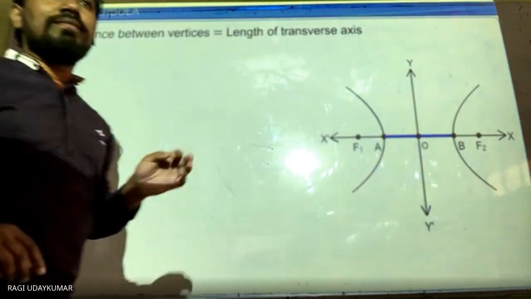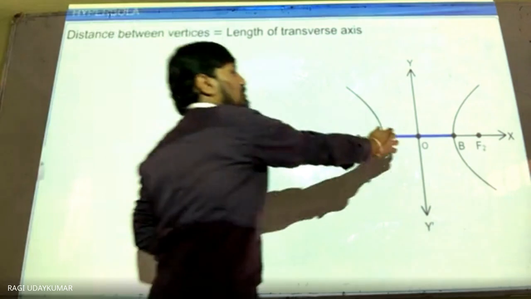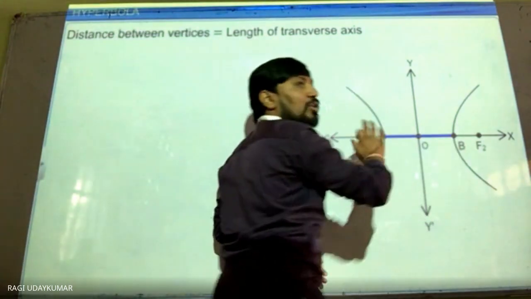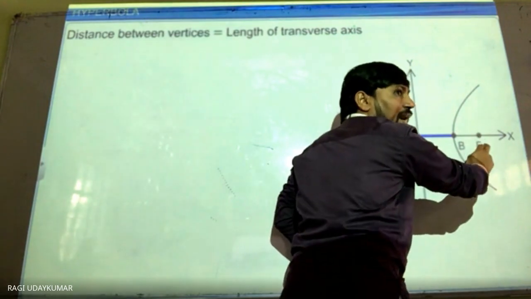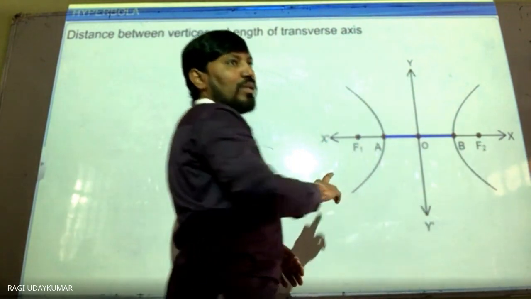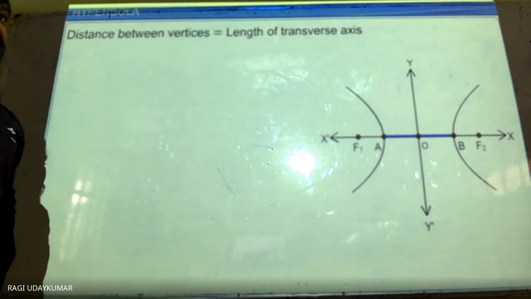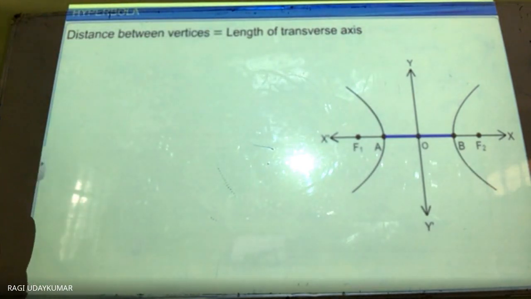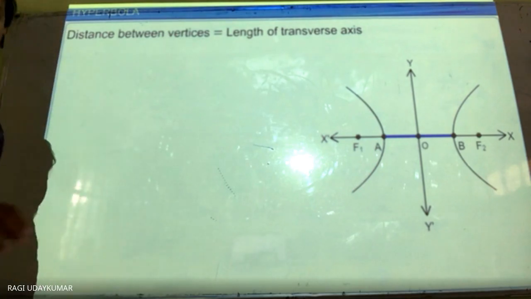The vertices will usually be taken as (a, 0) and (minus a, 0), and the foci will be taken as (c, 0) and (minus c, 0). In the ellipse case, a will be greater than c, because the foci lie in the middle. Here, in the case of the hyperbola, a will be less than c.